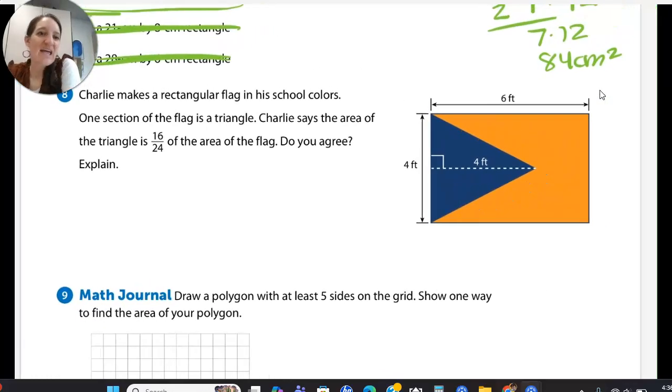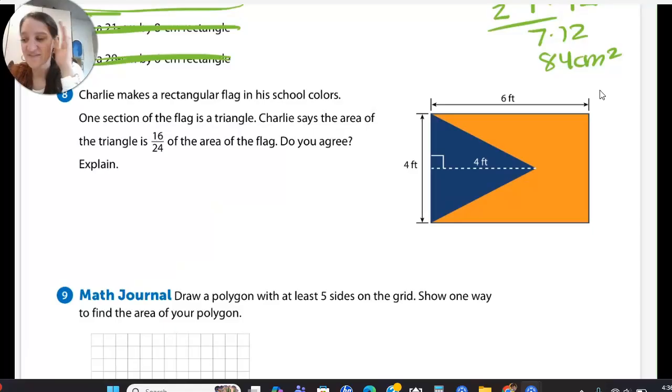Charlie makes a rectangular flag in his school colors. Hey, those are Mountain Crest school colors. Very cool. One section of the flag is a triangle. Charlie says the area of the triangle is 16/24 of the area of the flag. Do you agree?